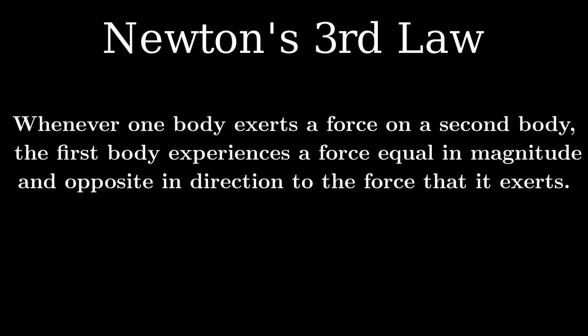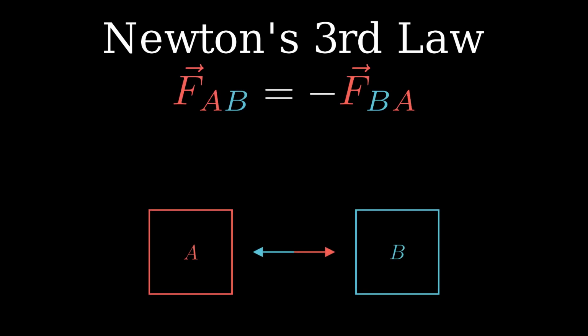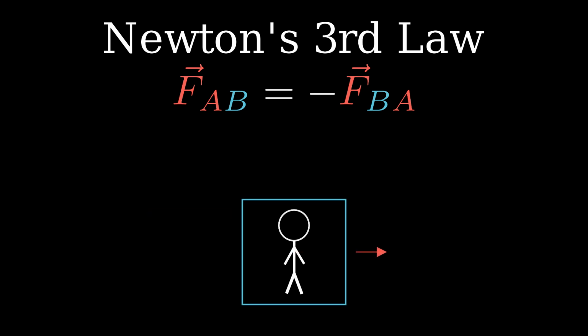Whenever one body exerts a force on a second body, the first body experiences a force equal in magnitude and opposite in direction to the force that it exerts. In math terms, we say that the force from object A onto object B is equal and opposite to the force from object B onto object A. Thinking back to the box example, when a person pushes on the box, both the person and the box experience the same force in opposite directions.